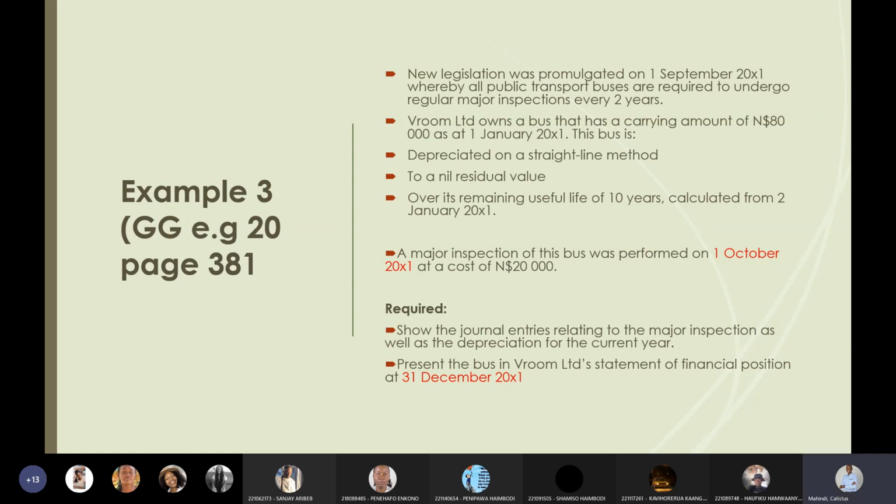A major inspection of this bus was performed on 1 October 20X1 at a cost of 20,000. You're required to show the journal entries relating to the current major inspection as well as depreciation for the current year. And then the second requirement, you should present the bus in Vroom's Limited statement of financial position at 31 December 20X1.